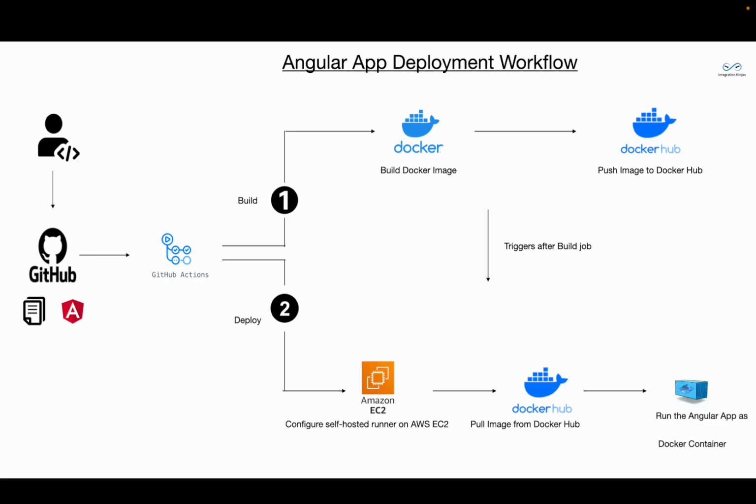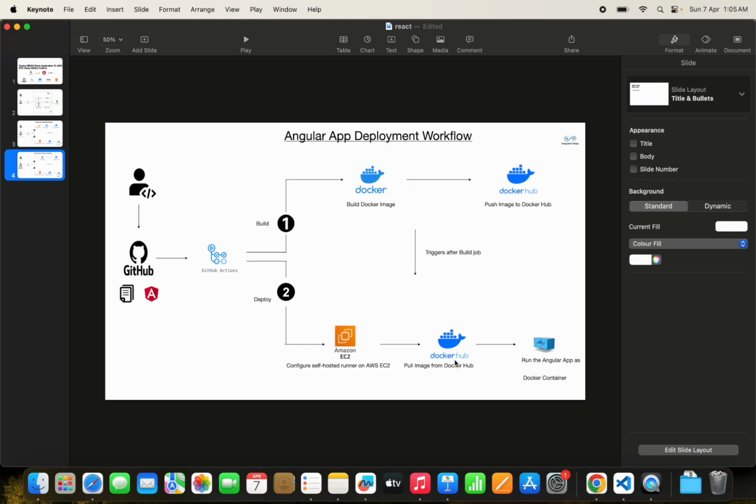And we do the same in the Angular app flow. We will create a workflow in that repository, build the image and publish it, and follow the same process. We'll pull the image from DockerHub and run the Angular app as a Docker container. That's what we are going to do.